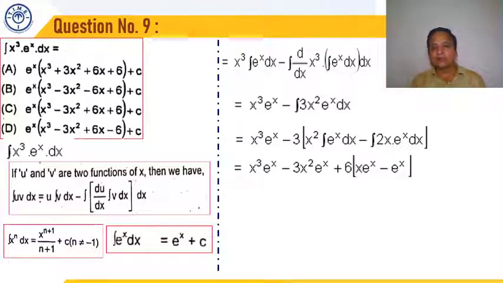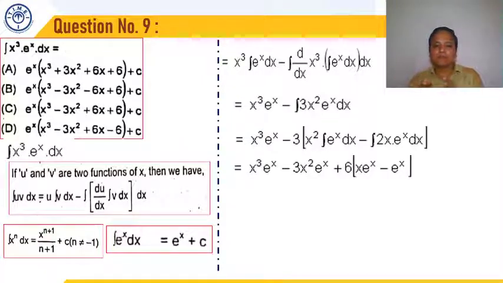It comes out to be x cube e to the power x minus 3 x square e to the power x. Now minus 3 multiplied with the third term, which is again with a minus sign. So minus 3 into minus 2 becomes plus 6, and it becomes integral of x e to the power x, which can again be applied with first function as x and second function as e to the power x. So it is x e to the power x minus integration of differentiation of x, which is 1. Integration of e to the power x is e to the power x, which again on integration gives e to the power x. So we again applied the same formula for the integration of x e to the power x, and got the result for the third term as x e to the power x minus e to the power x.